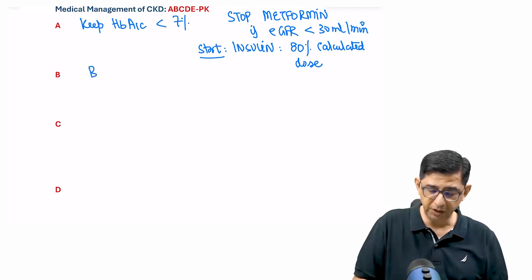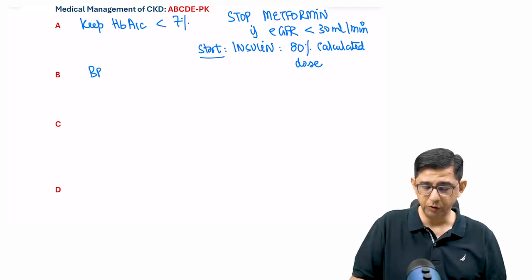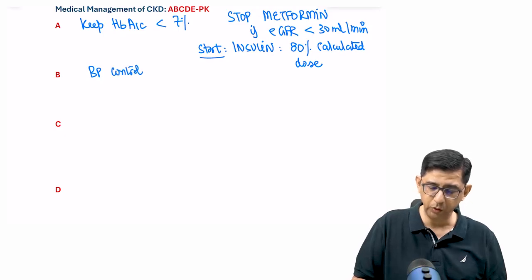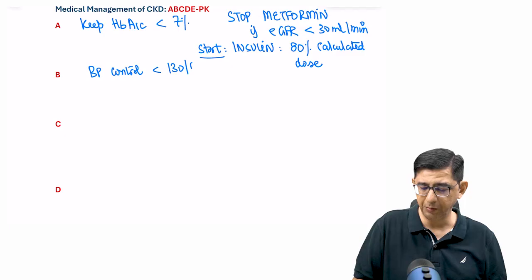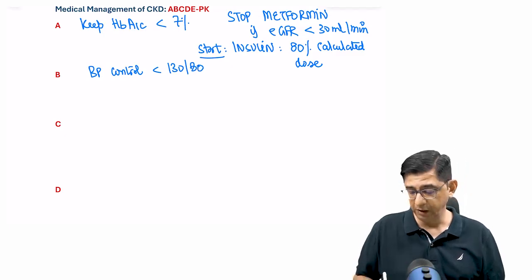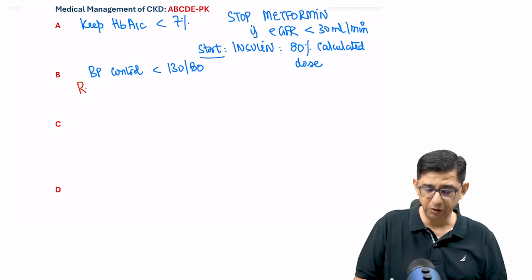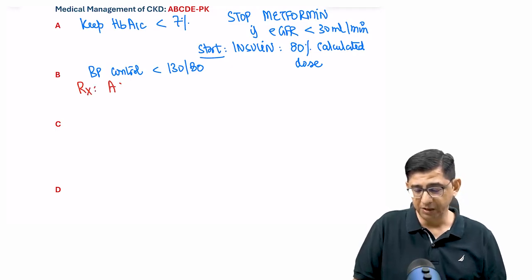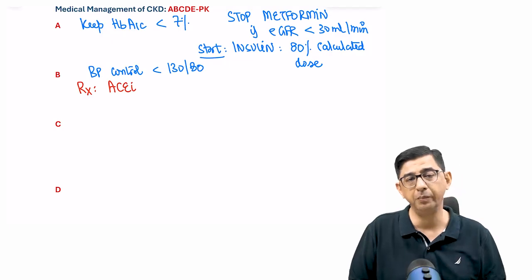Then B would stand for blood pressure control. This blood pressure control value I've already told you, that would be a value of less than 130/80. How will I be achieving it? I'll be achieving it by starting my patient on ACE inhibitors. One of the big side effects of ACE inhibitors, however, is hyperkalemia.